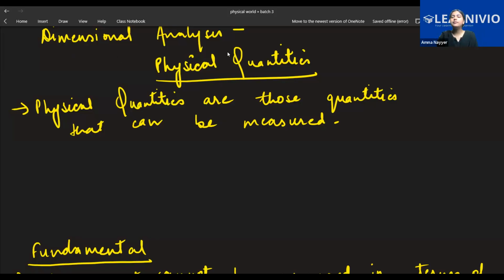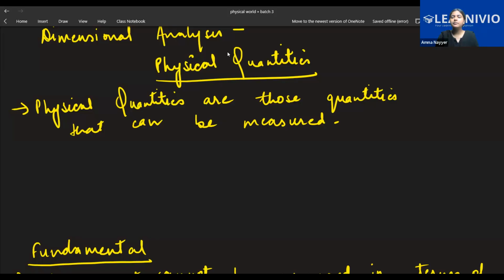So firstly, you should understand what is the meaning of physical quantities. See, what are physical quantities? These are quantities that can be measured. When I say quantities that can be measured, it means like if I give you a pen and I ask you the length of the pen, you can just take the scale. With the help of the scale, you can measure the length and you will tell me that this is, suppose, 15 centimeters. It means length is a quantity that we can measure.